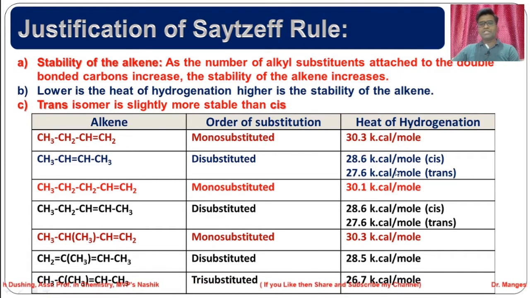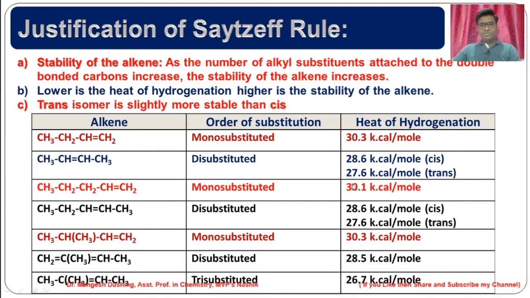So it has more stability. That's why disubstituted alkene is obtained as the major product, and in the case of disubstituted alkenes also, the trans product will be major rather than cis. In the case of pentene, we have 1-pentene and 2-pentene. So this is monosubstituted, this is disubstituted.